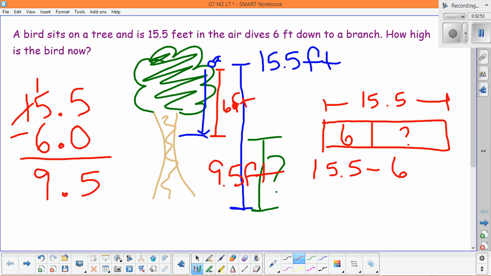We could also do this as negative 6. So if he dropped down 6, we can do 15.5 plus negative 6, and we'll still get 9.5. Same thing.